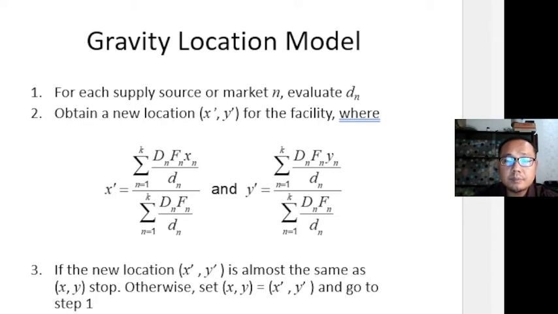The gravity model can also be solved using the following iterative procedure. Okay, first, for each supply source or market, evaluate the d as defined in the equation. Then obtain a new location x' and y' for the facility, where x' is equal to all of this. If the new location x' and y' is almost the same as x and y, stop. Otherwise set x and y equal to x' and y', and go back to step one.